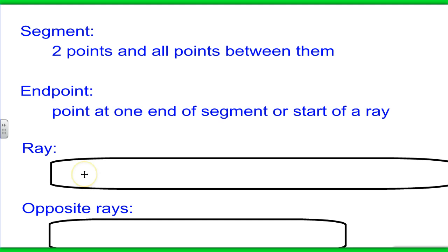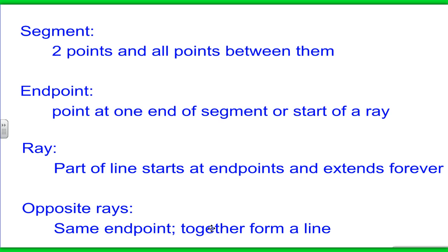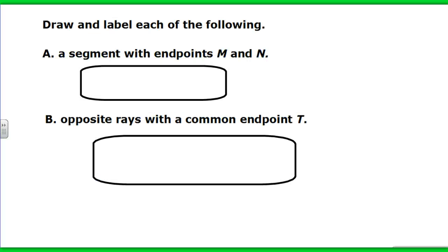Now a ray is like a line, but it has a starting point, right? A part of a line that starts at an endpoint and extends forever. Opposite rays use the same endpoint, and together they would form a line because they're going in opposite directions. So can you draw a segment with endpoints M and N and opposite rays with a common endpoint T? Come back and check.